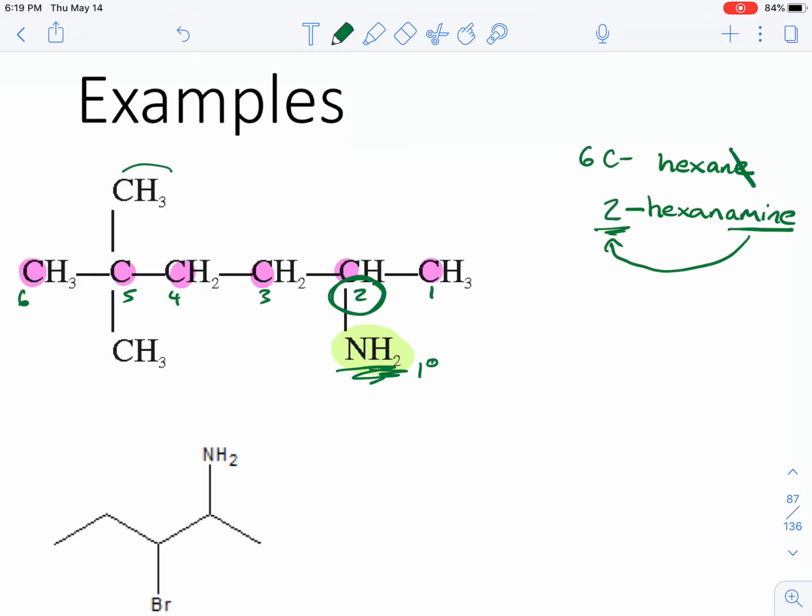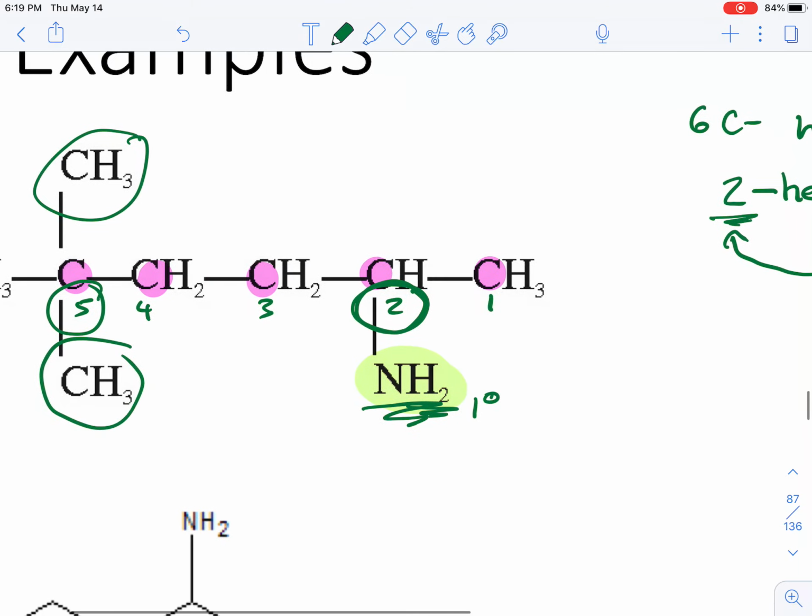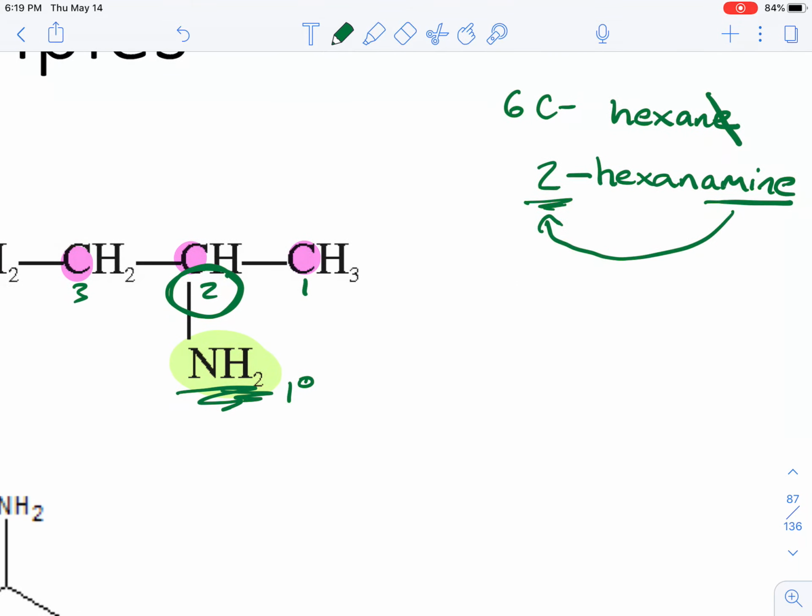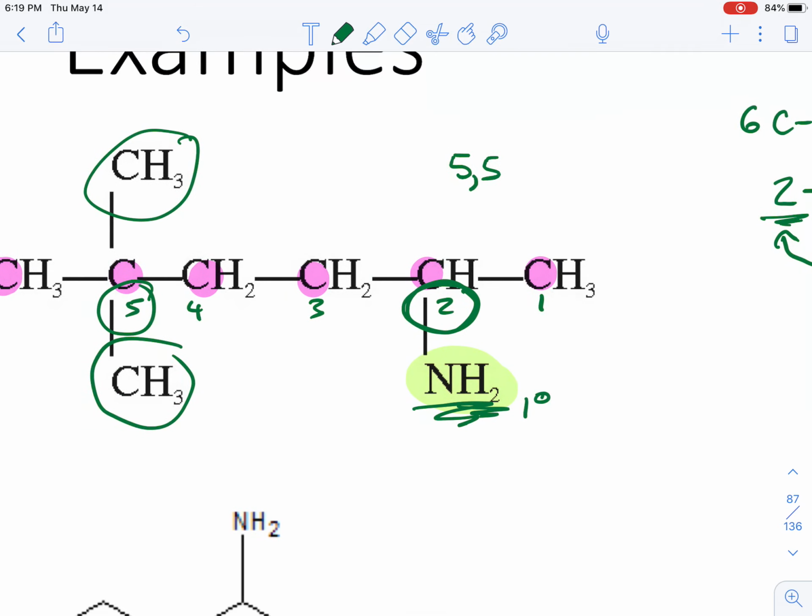Next, I'm going to name my substituents. And so it looks like I have 2 methyl groups on the same carbon, and that's carbon 5. And so I'm going to go ahead and describe both of those methyl groups as 5, 5, right? So since I have 2 methyl groups, I have to tell the reader that they're both on carbon 5. So 5, 5 dash dimethyl, because I have 2 methyl groups.